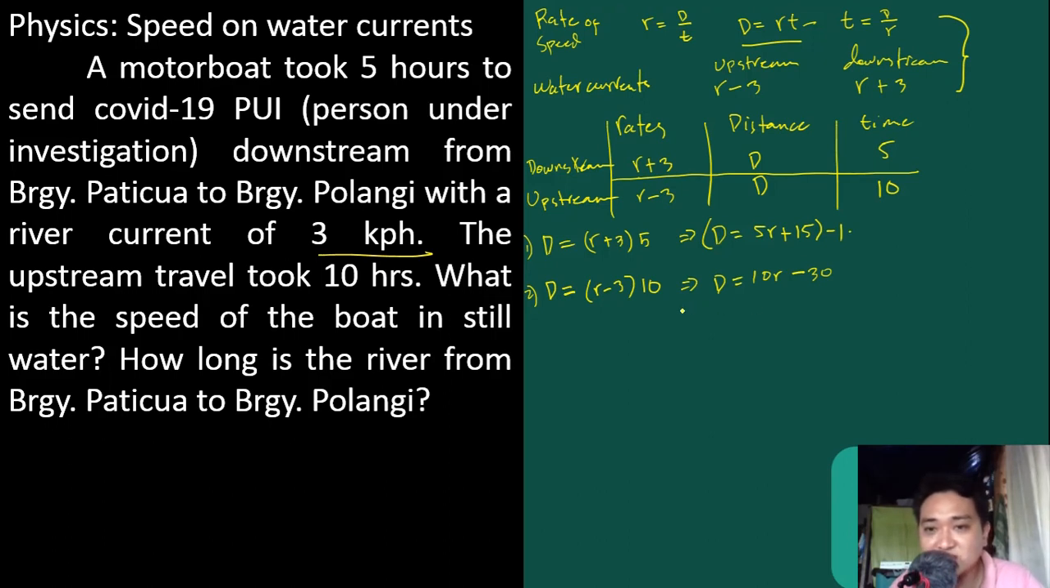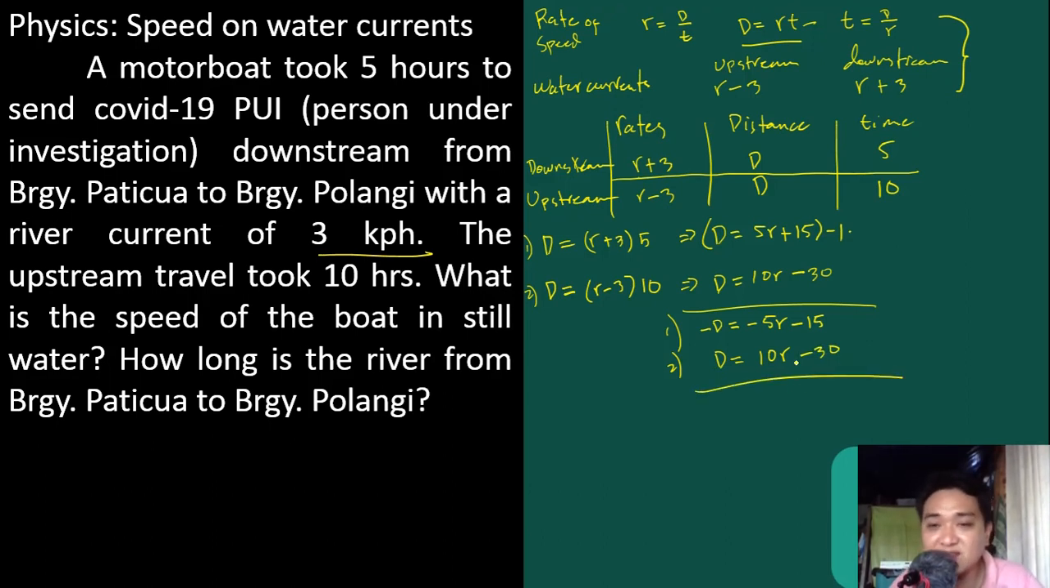Ayan. So, let's try. Dito na lang natin isulat sa baba. So, yung first linear equation natin will transform into negative D is equivalent to negative 5R minus 15. Yung pangalawa naman, let us just copy. Number 2, we have D is equivalent to 10R minus 30. And then, let us add them.